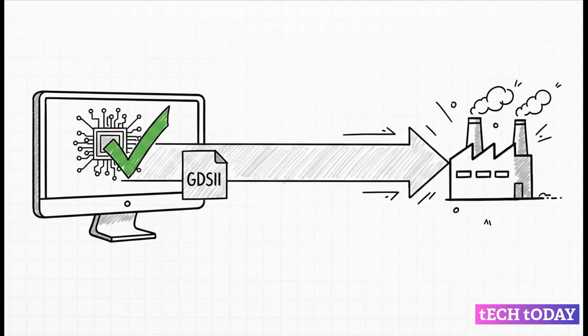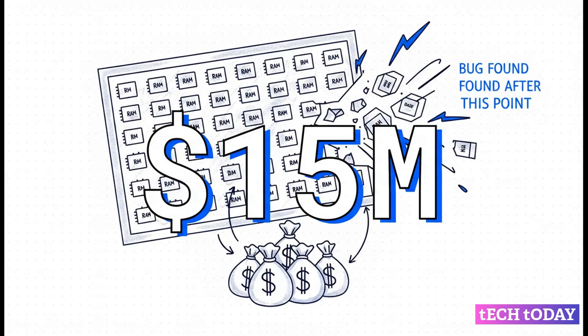Okay, so once DRC and LVS are totally clean, the moment of truth arrives. The final digital blueprint, which is a massive file called a GDSII, is sent to the manufacturing plant. This is the point of no return. It's a huge milestone known in the industry as tape-out. So why all the stress? Why is tape-out such a big deal? Because of this number, the mask set, which you can think of as the set of ultra-precise stencils used to actually build the chip, can cost up to $15 million for a cutting-edge chip. If you find a bug after this point, it's a catastrophic multi-million-dollar failure.